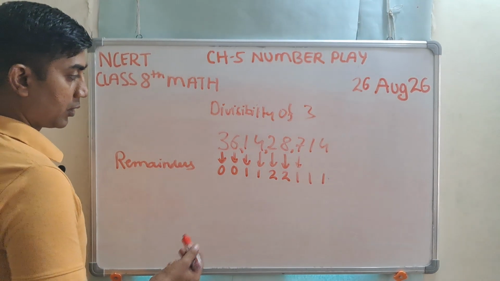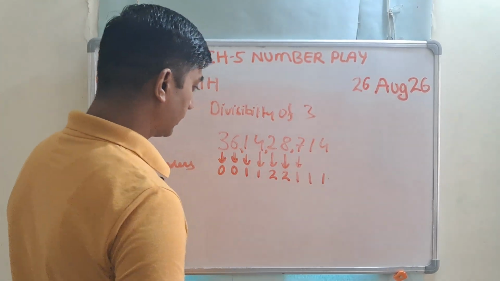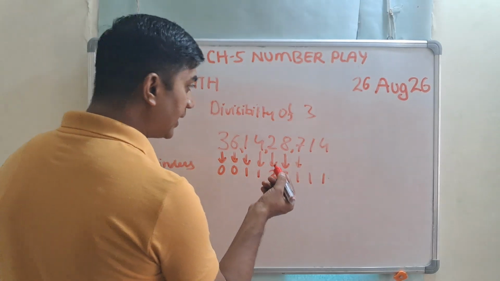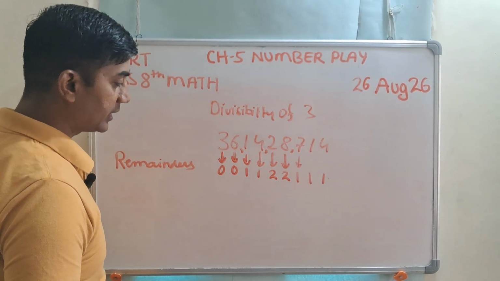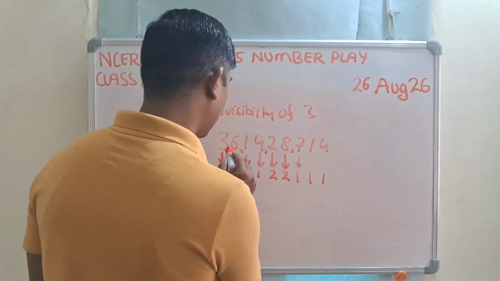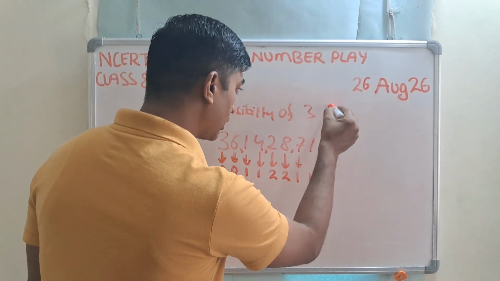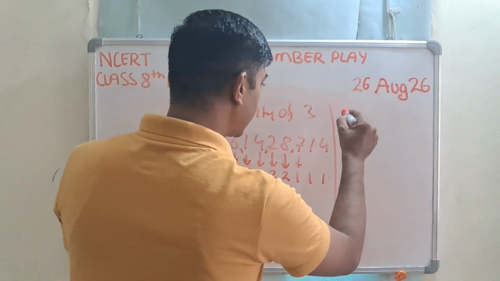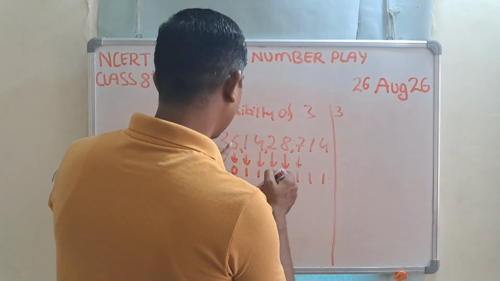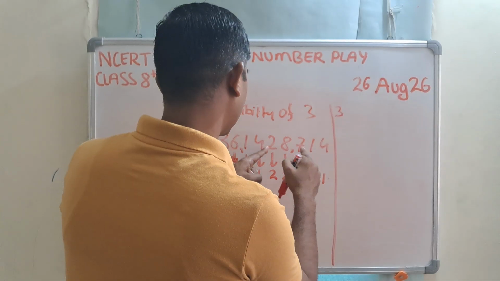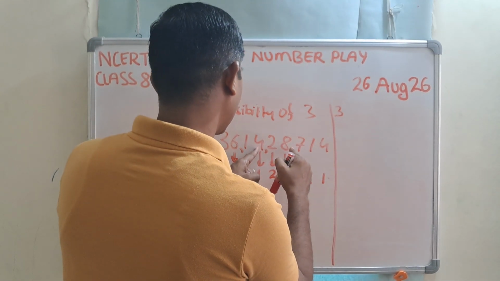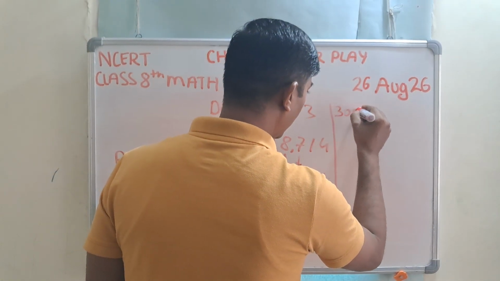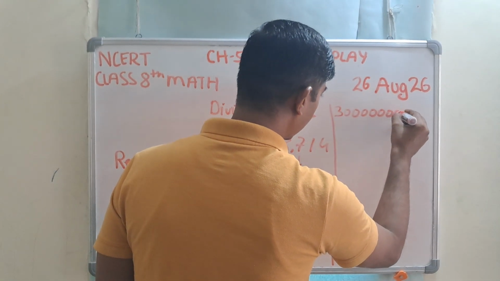Understood? When you divide this number by 3. Now again, when you divide different numbers, what are they? What are those numbers? Let me write here so that you can understand it well. This one number is this 3, then how many zeros? 3, 3 and 2, 8 zeros. 1, 2, 3, 4, 5, 6, 7, 8.